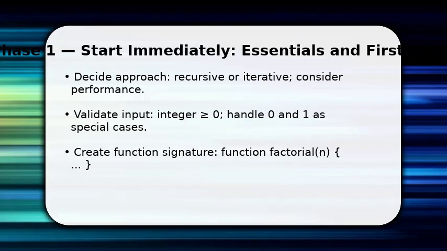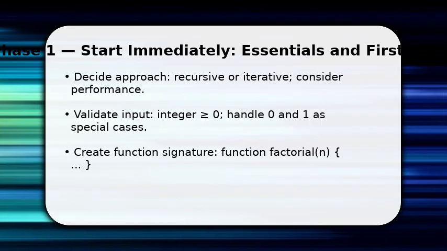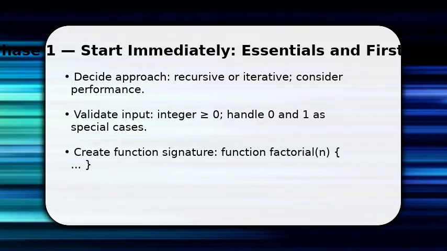You begin by validating input and declaring the function. Choose iterative versus recursive depending on size and readability. Once chosen, check that n is an integer and n is greater than or equal to 0, because factorial is undefined otherwise. Make sure to handle 0 and 1 immediately.